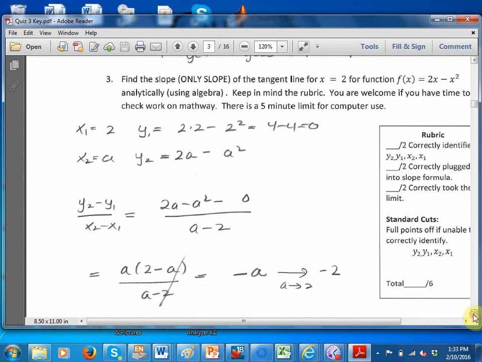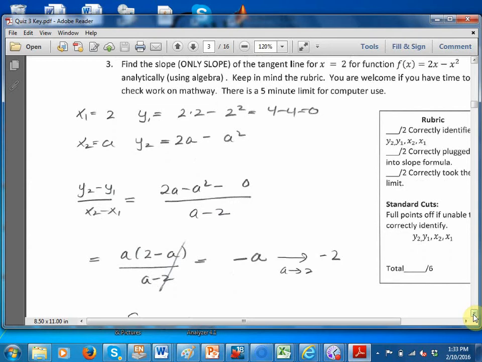Here I'm getting more and more people on board here. It's just factoring. People are relying more on Mathway to do the factoring.